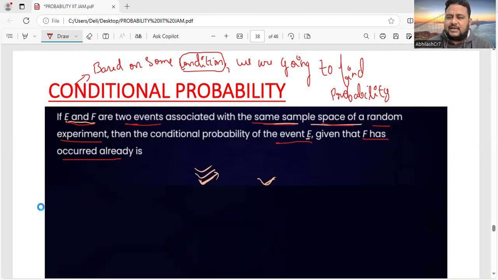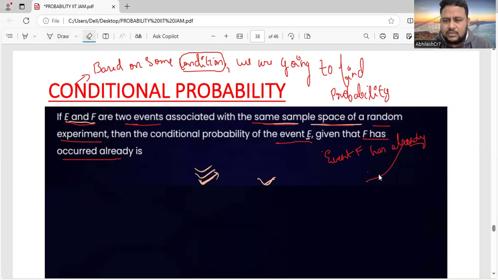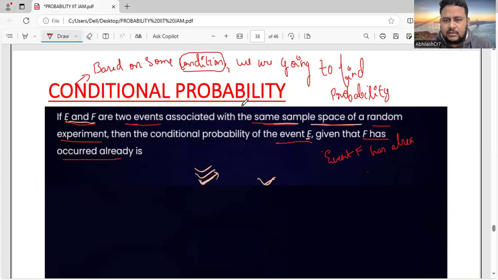The first ball has already been hit. Here event F has already occurred, that is, it has already happened. At that time, how do we find the probability of event E? That is given by this formula, which is very important: P of E given F, the probability of event E given that event F has already occurred.